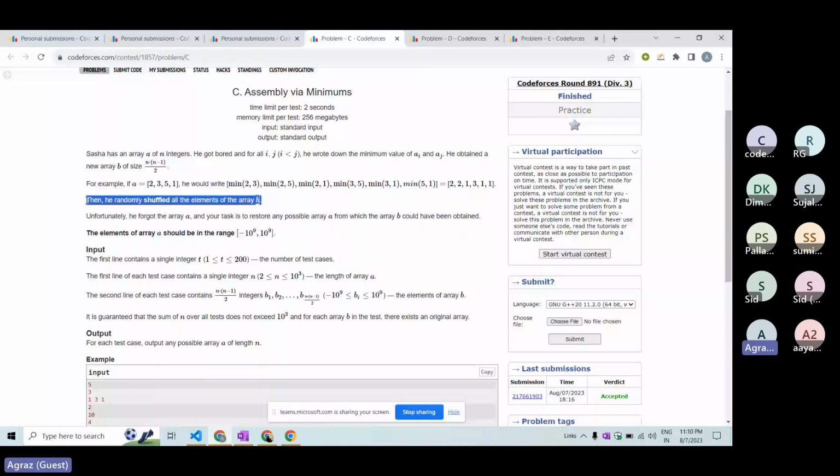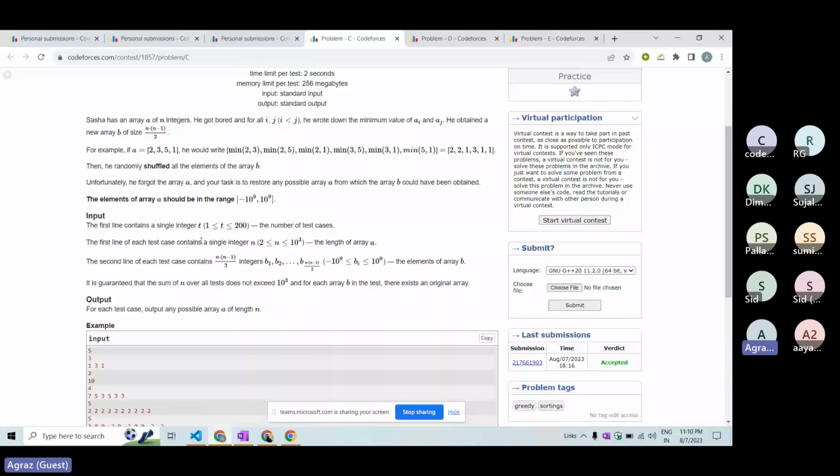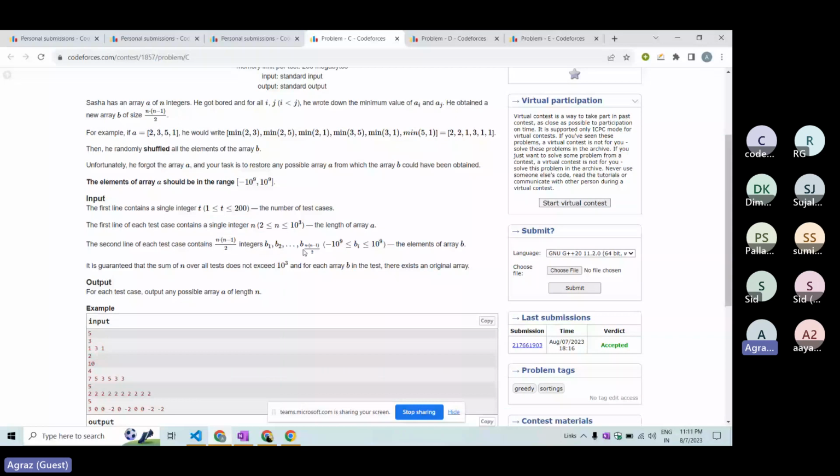Now what he has done is he has shuffled the whole array b. Now we have to find the previous array, if it exists. Of course it will exist, because b is made from that array a. The question has some constraint: n is up to 10^3, and the second line will have the array b, of size n times (n minus 1) divided by 2. The first observation in this question is that for every b in the test cases, an a will exist. That is the main observation.